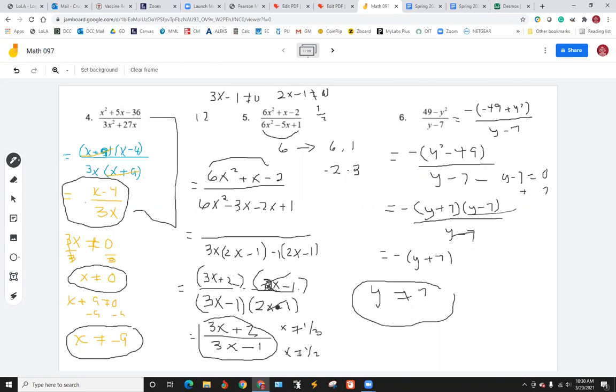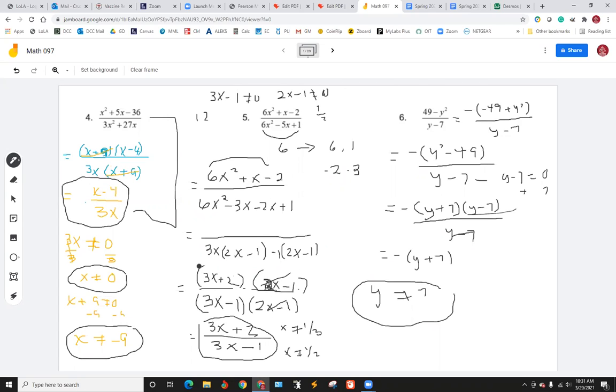Now that you know that one of your factors is 2x minus 1 up here, then you know that the other one has got to be 3x plus 2, because 2x times 3x gives you 6x squared, and -1 times +2 gives you the -2. So that's the gist of 6.3. If you know about that trial and error, you don't necessarily have to go through that long AC method every time.